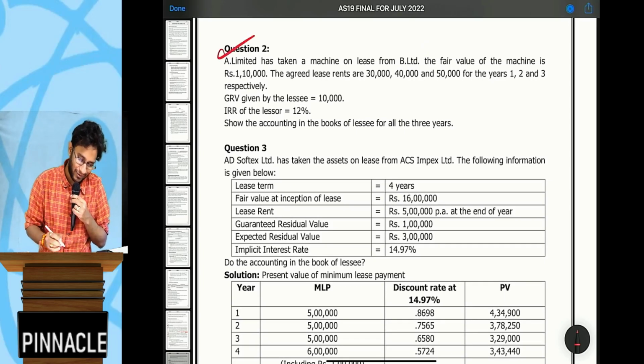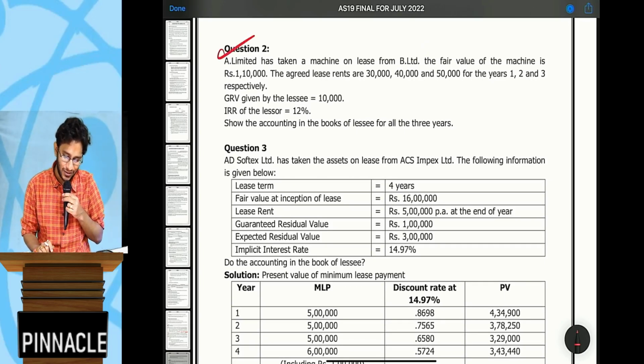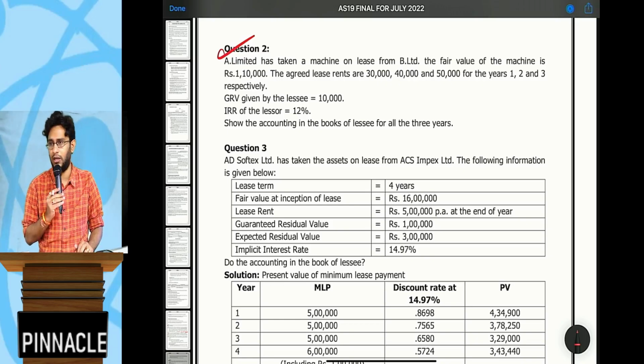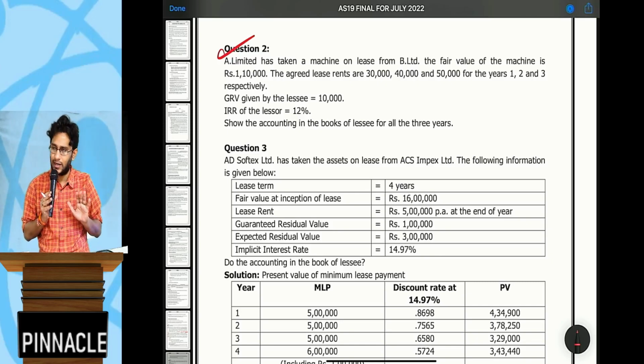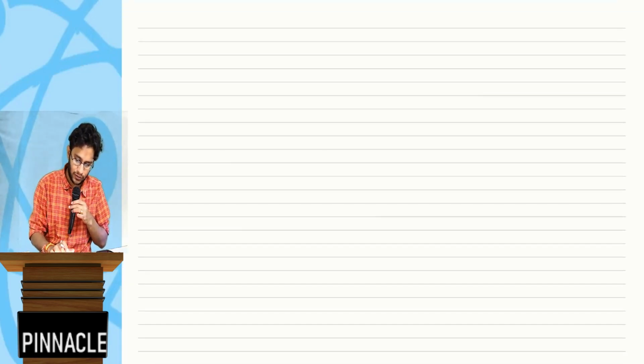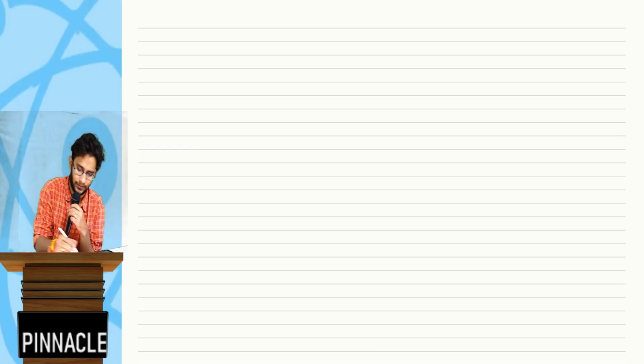Okay, right, anyway. Question number 2. A Limited has taken a machine on lease from B Limited and the fair value of the machine is 1,10,000. The agreed lease rents are 30,000, 40,000 and 50,000 for years 1, 2 and 3 respectively. GRV given by the lessee is 10,000. Show the accounting in the books of the lessee for all the 3 years. Full accounting is asked for all the 3 years. It looks like an easy one. If you solve one question completely, the remaining questions are the same type, you can see and wind up.